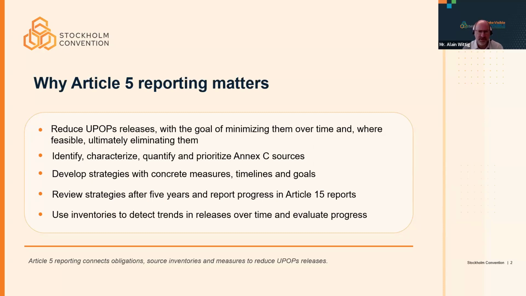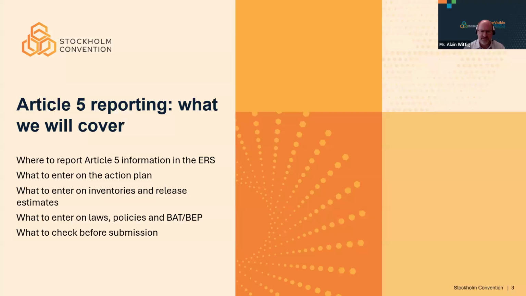For reporting, the important point is that parties are asked to show basically three things. Whether they have identified and prioritized the relevant sources of releases of the Annex C chemicals, what strategies or measures they have developed to address those sources, and whether inventories and release estimates help show progress over time, so trends, let's say. Next slide, please.